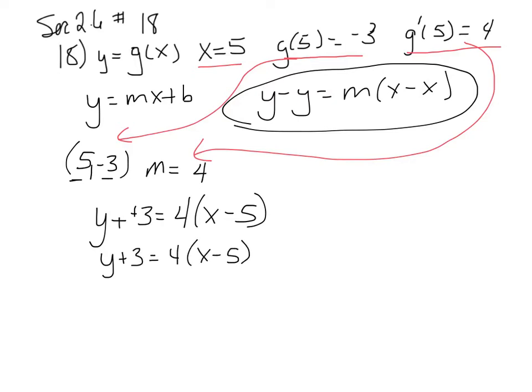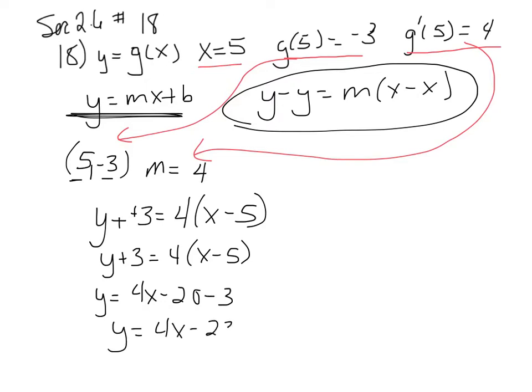Now if you want that in the slope-intercept form, we simply need to distribute the 4, so we get 4x minus 20, and then subtract the 3 from both sides, and finish it up with y equals 4x minus 23. And that's it. You were already given all the information you needed, you just had to put it into an equation. All right, I'm going to go ahead and do number 19 next, so we'll go to the next slide.